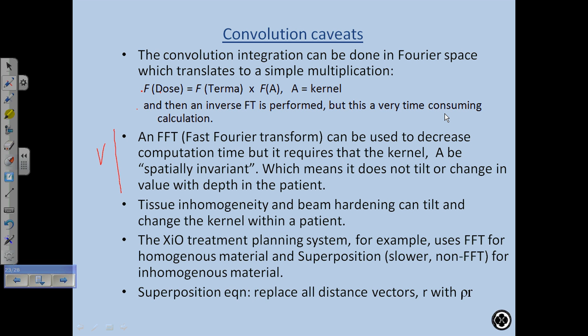Because the kernel is going to change. The kernel is going to harden. As you get deeper, that kernel is going to stretch out because it hardens, and there's going to be a higher component of high energy photons. So that's when we start using the superposition equation. The difference between the superposition equation and the convolution equation: you remember all those R's? Just put a rho in front of that R. What is rho? Density. So you're just going to modify that distance with density.